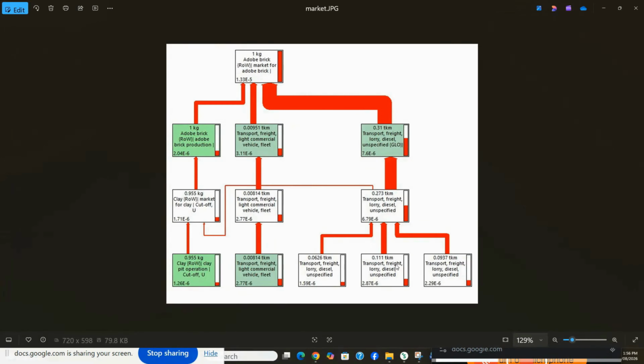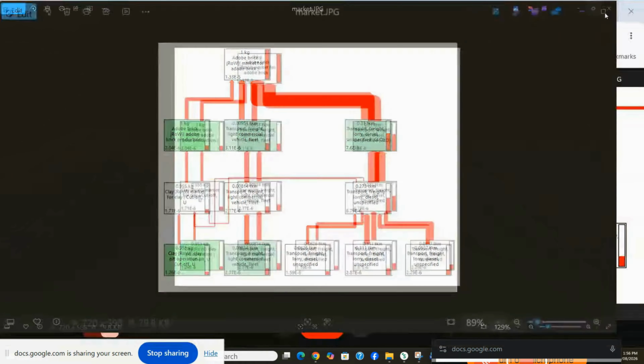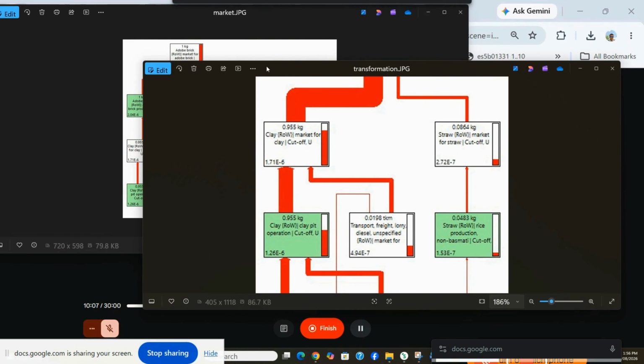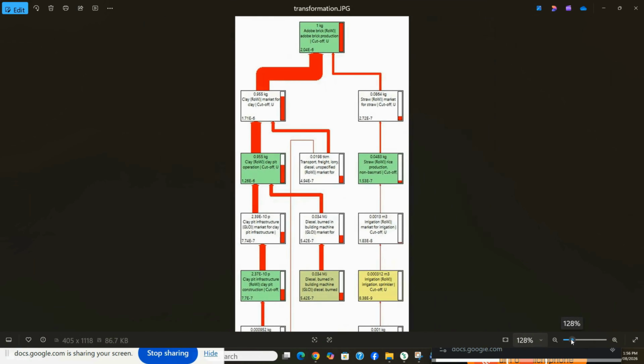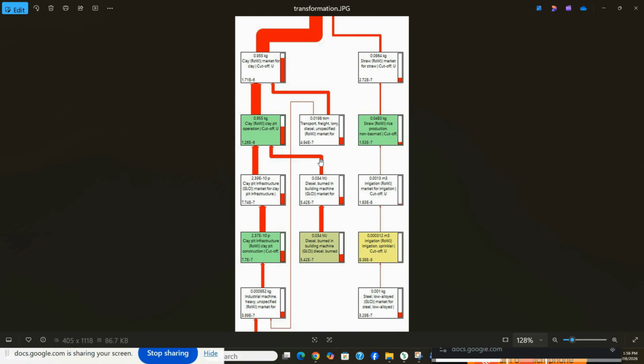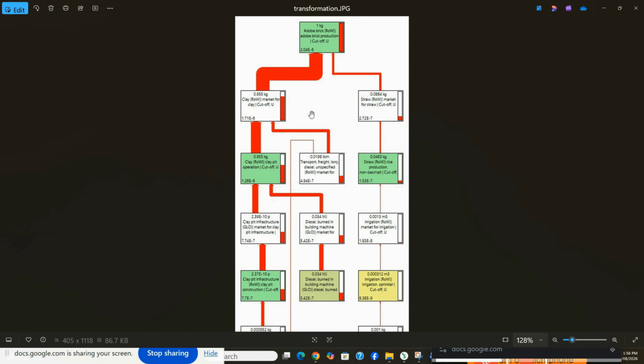For example, imagine that Adobe bricks are produced at location A, while the market is located at location B. The transformation dataset describes the production of the brick at location A. The market dataset, however, can additionally account for the transportation of those bricks from location A to location B, using a truck, for example. That additional transportation and the fuel consumed during transportation is one of the reasons why the market dataset can show a higher environmental burden than the corresponding transformation dataset.